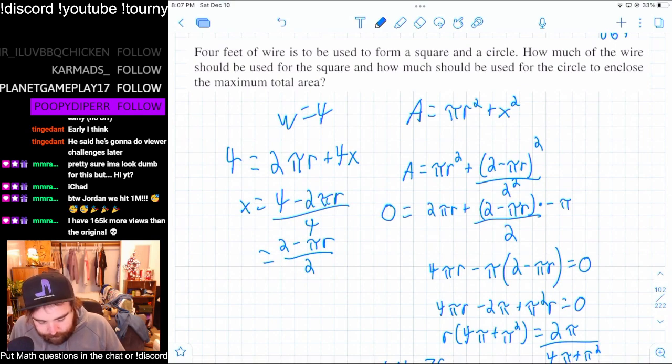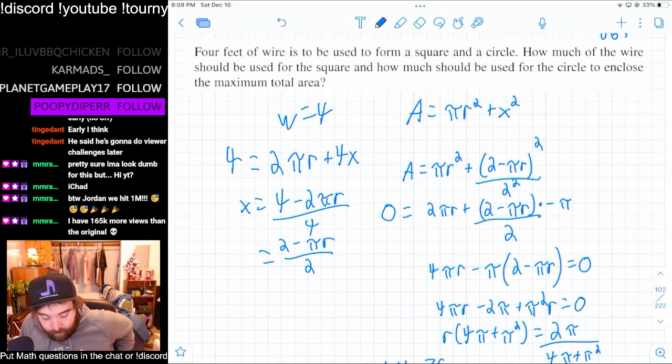The length of the wire is 4. So we know the circumference of the circle is 2 pi r. The perimeter of the square is 4x, where x is the side length of the square, and r is the radius of the circle. So I solved it for x. I did 4 minus 2 pi r, divided by 4, so I made that 2 minus pi r, divided by 2. And so I put that in for x.